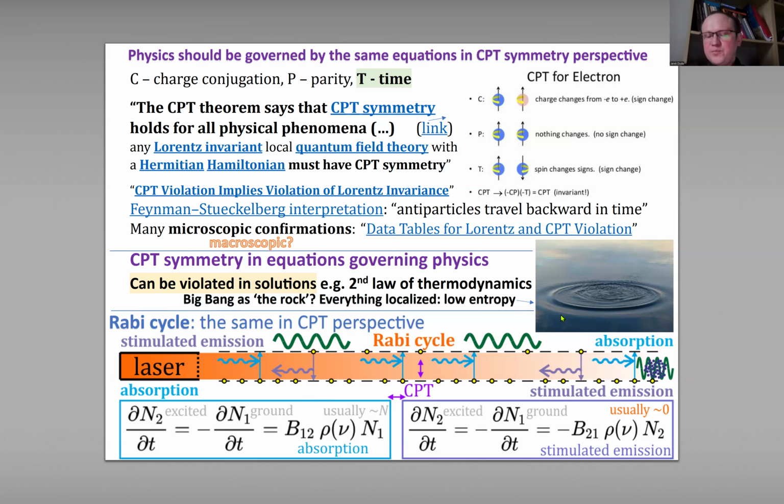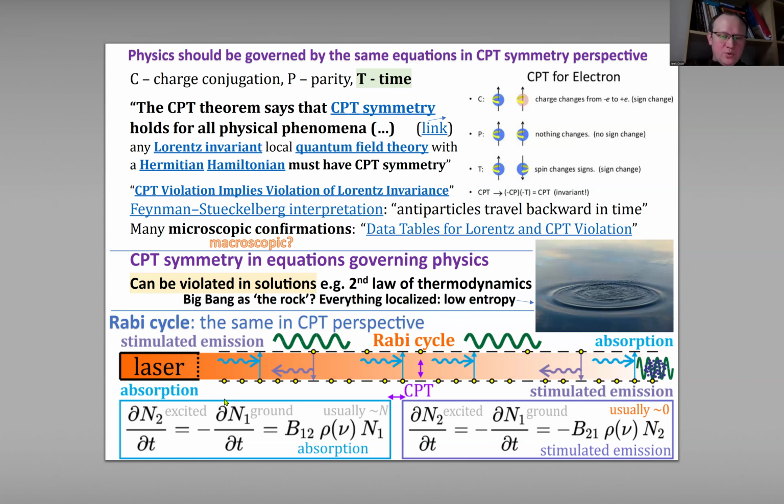Here is such a nice example that there is no problem. We have a surface of a lake which, from a fundamental equation perspective, is symmetric. However, if you throw a rock, there is asymmetry in the solution. So it's not a problem that we have symmetry in equations but asymmetry in solution. It's a very common situation. The big question is what was this rock which created this entropy gradient we are experiencing? I think the Big Bang is a good candidate, because everything was localized, so entropy was low, so it should create the entropy gradient we are observing.